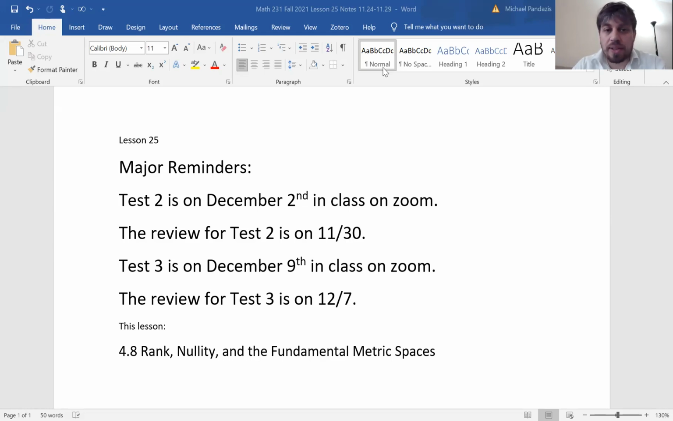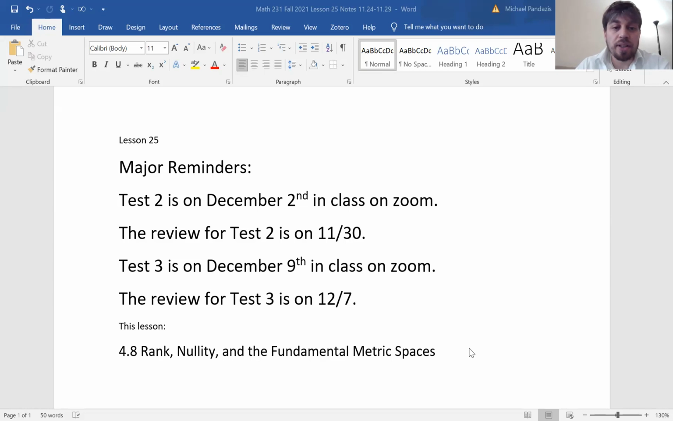Major reminders: test 2 is on December 2nd in class on Zoom. The review for test 2 is on November 30th. Test 3 is on December 9th in class on Zoom. And the review for test 3 is on December 7th in class.